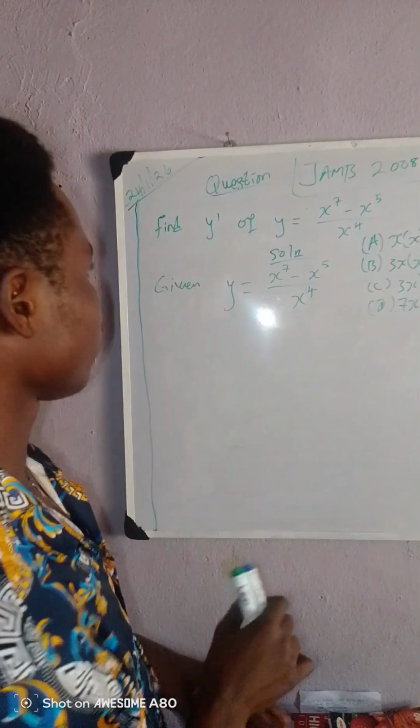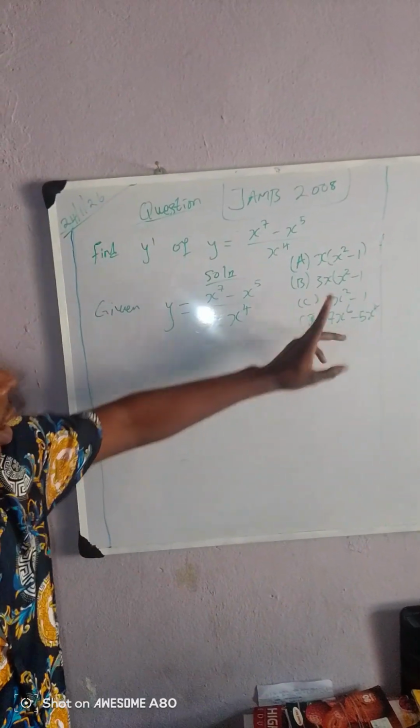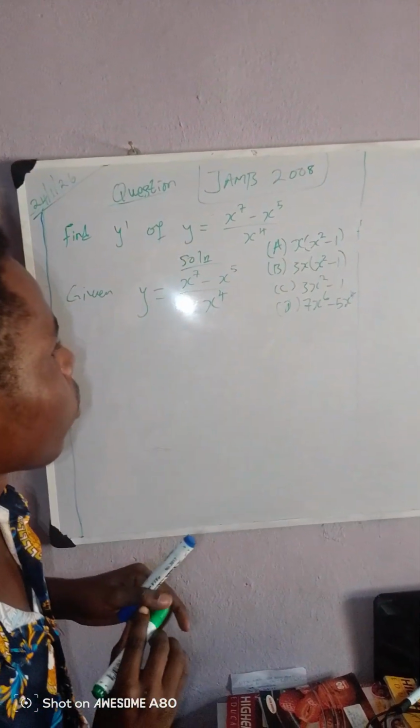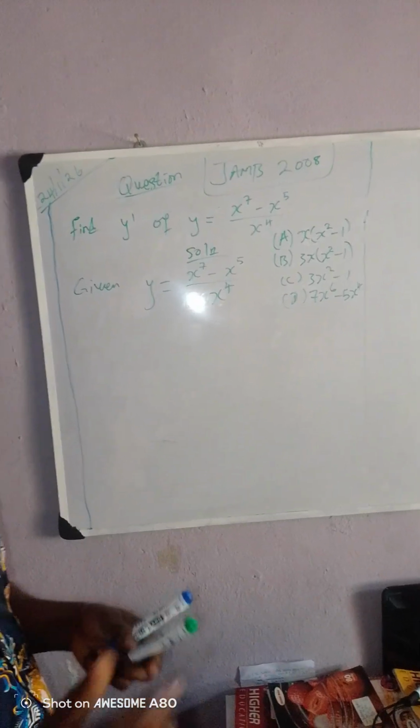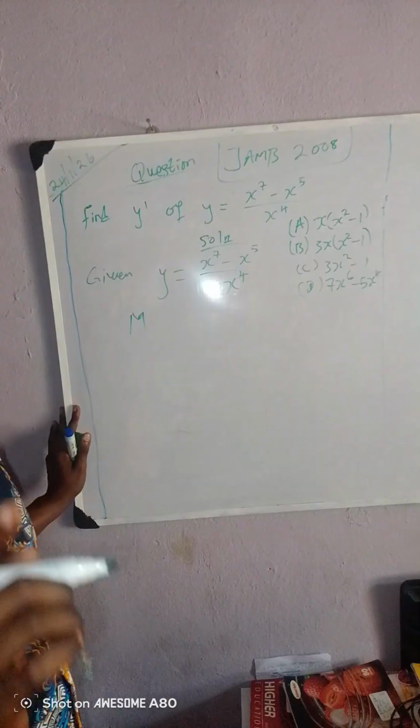Now, we'll solve this question. See the options they gave us: x into x square minus 1, 3x into x square minus 1, then 3x square minus 1. Now, we'll solve. See method 1. Some call it method, I call it methodology.